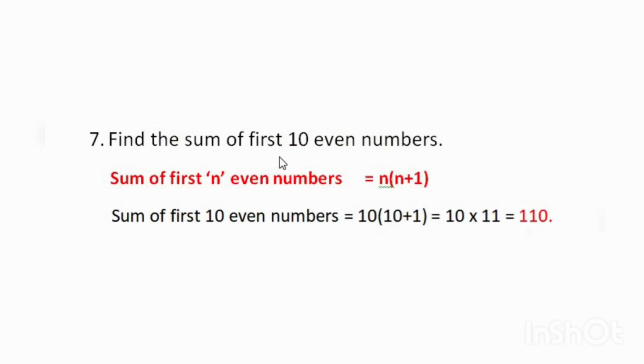The next question is find the sum of first 10 even numbers. We know the formula to find the sum of first n even numbers equals n into n plus 1. So we can easily substitute n by 10. So we will get the sum of first 10 even numbers equal to 10 into 10 plus 1, which is 10 into 11, equal to 110.